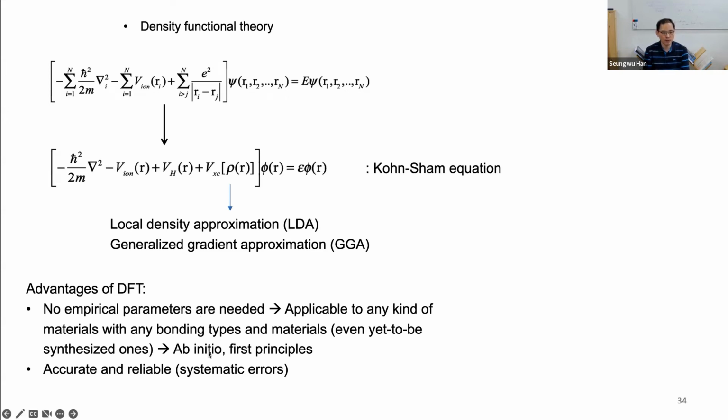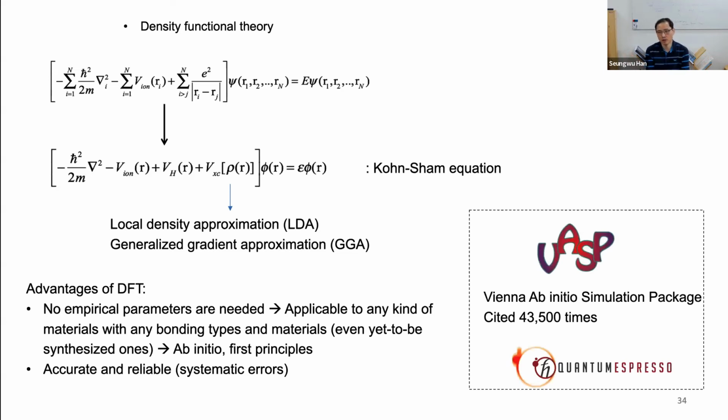So this is why this method is called ab initio, or first principles. And second, even though there are no empirical parameters, it is highly accurate, and it is also reliable. Reliable means that it is not 100% accurate, but the error is systematic. It's quite uniform. So we know, for example, that if the lattice parameter is overestimated, it is overestimated throughout any kind of material. It's a systematic error.